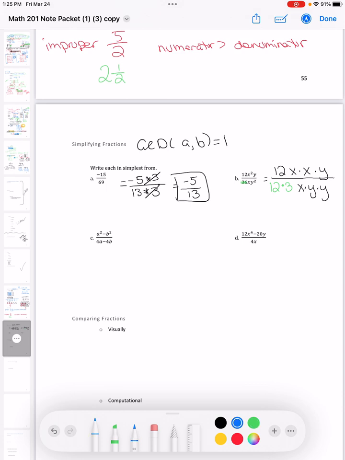Now I'm going to cross out anything that would be the same in the top and bottom. I could only cross out one x because there's only one x that's in both the top and bottom. Same thing with the y's. So what I'm left with is x over 3y for my final answer.